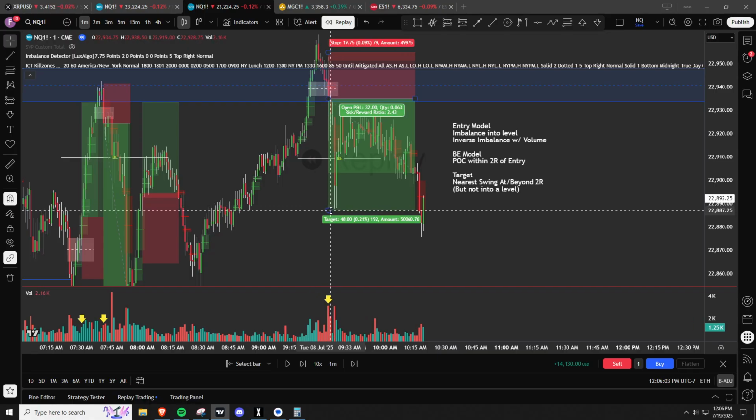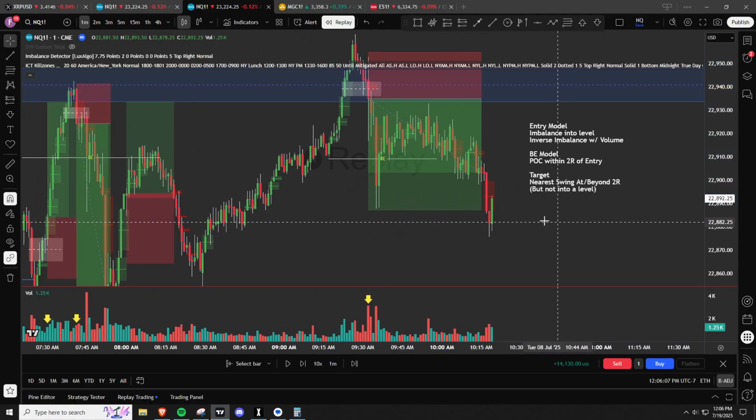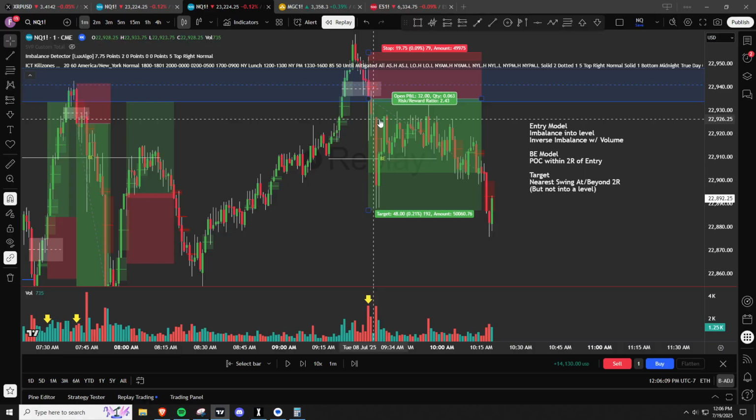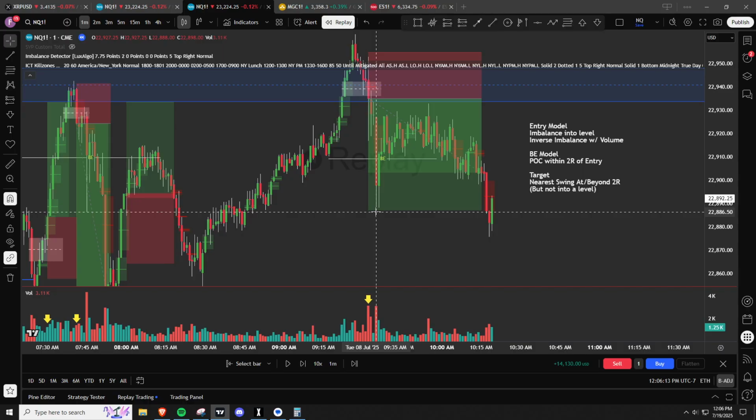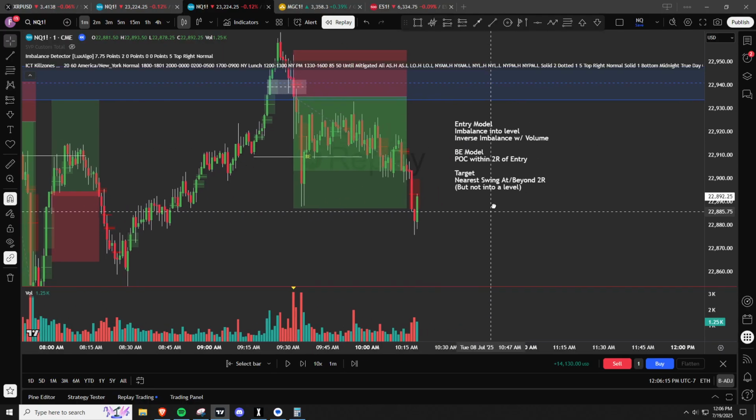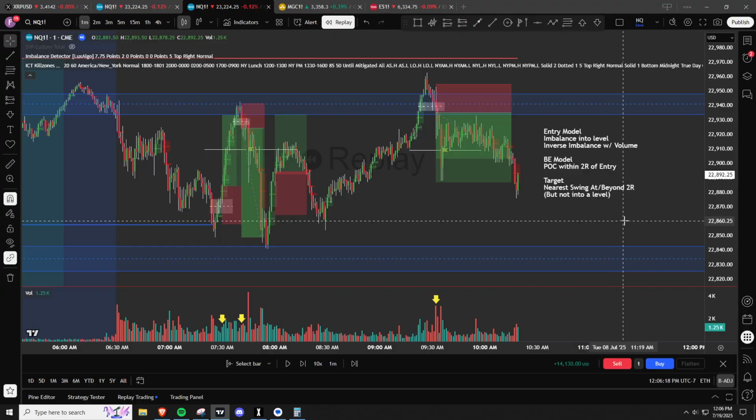Wow, that was really close on the first little wick. If I saw that in real time, I would have gotten scared and probably closed slightly in profit here, just because we got so close and rejected. I just don't have the balls for it. Let's be real.